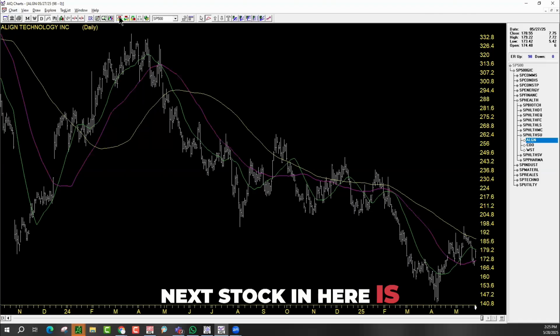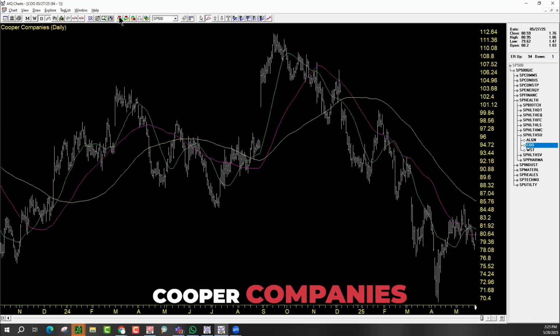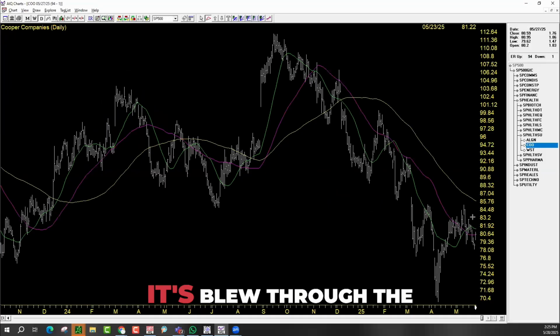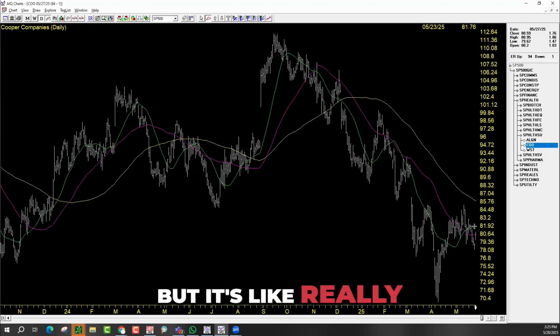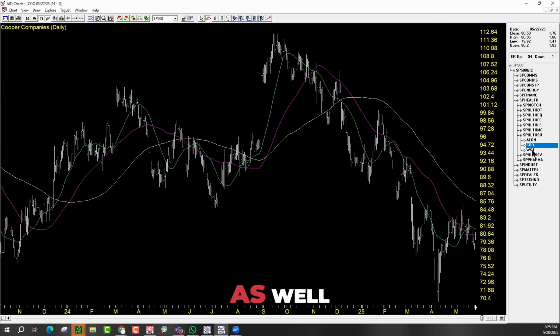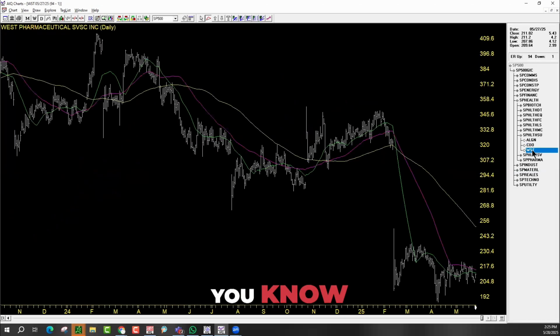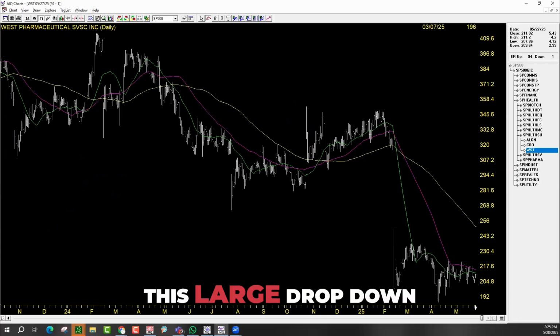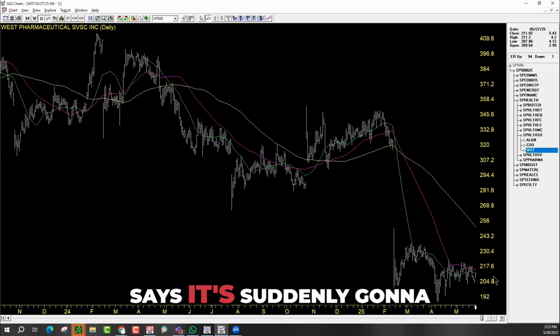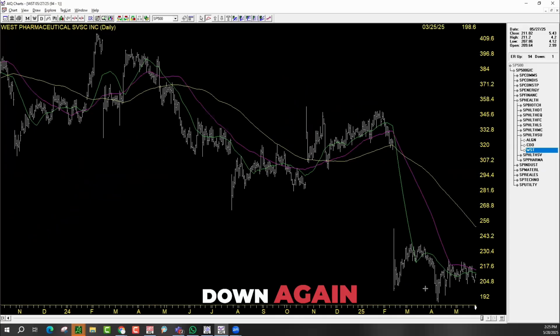Next stock in here is, oh yeah, Cooper Companies. So Cooper Companies is pretty similar, really. Again, we've had this sort of move up. It blew through the 21 here, but it's really the 21 days going down here as well. That one's also a candidate we can have a quick look at with indicators, so I tagged that as well. And this one, West Pharmaceutical Services, this large drop down, I think this is exhausted. There's nothing here that says it's suddenly going to go all the way down again. And the other two are better looking charts.